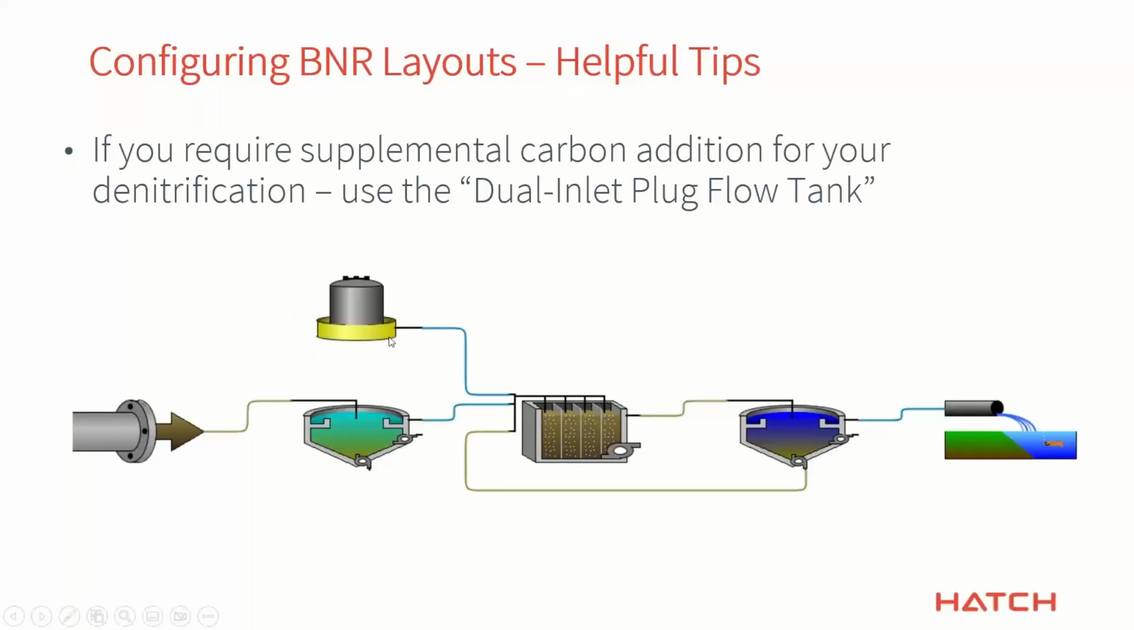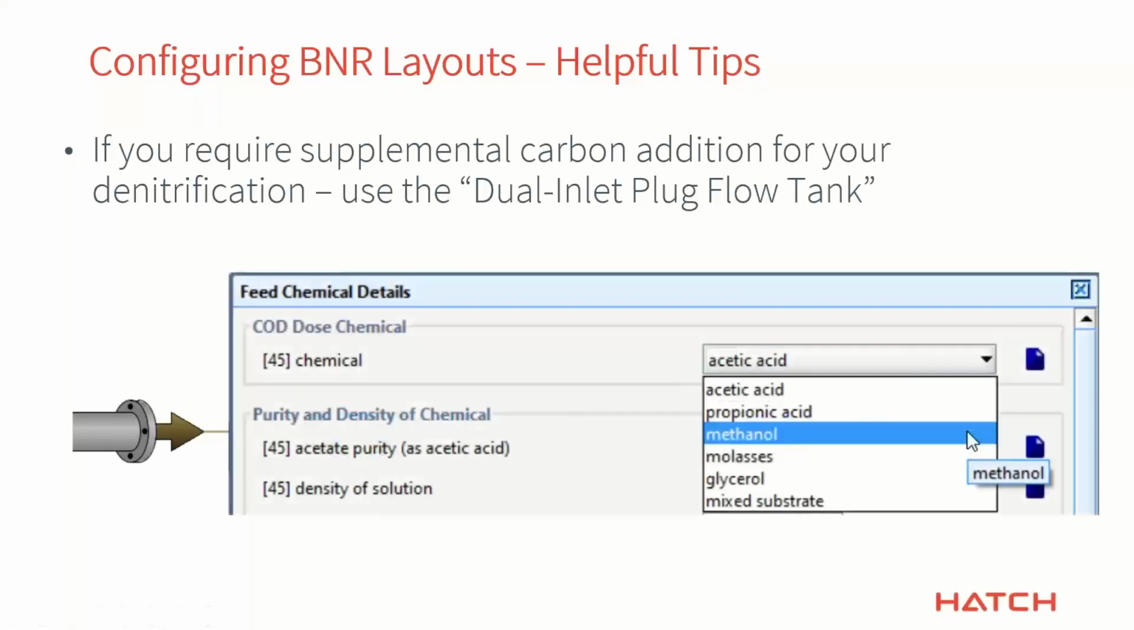This object here is our COD chemical dosage object. It's found in the Influence tab. And so you would put that down here. And if you right click and open up the chemicals, you can see the various types of carbon addition that you can do, like methanol or glycerol, or mixed substrate, which is for things like micro C, the synthetic stuff.